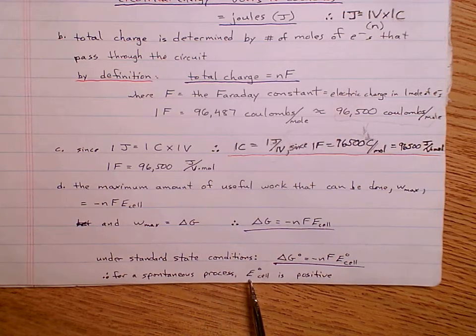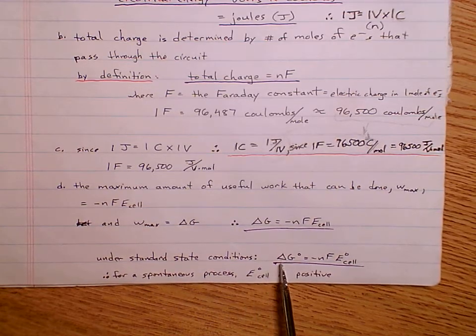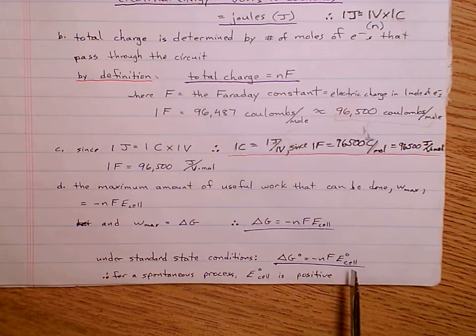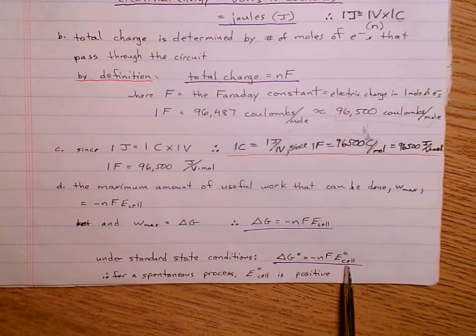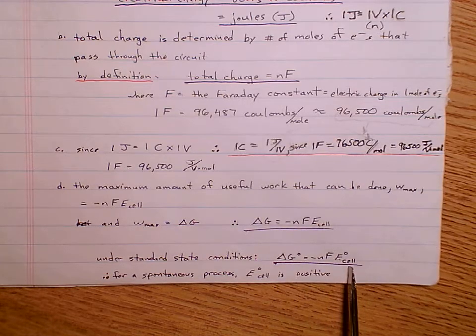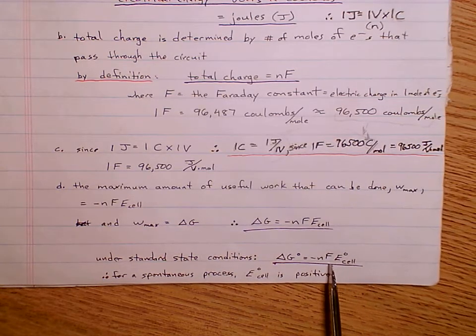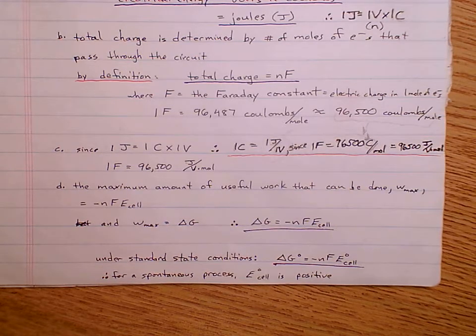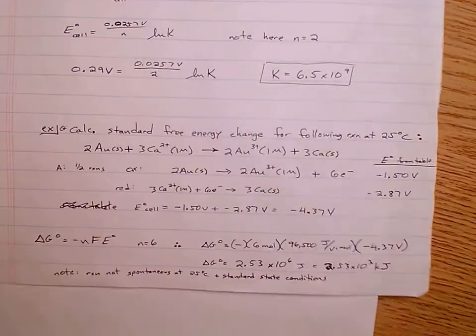For a spontaneous process, we know that delta G has to be negative. Since we have this negative sign already out here on the right side of this equation, that means E naught cell has to be positive. And that's something we said in the last video when we were looking at those reduction potentials. E naught cell has to have a positive voltage, because then when you multiply that by this negative right here, delta G becomes a negative number, and therefore the reaction would be spontaneous.